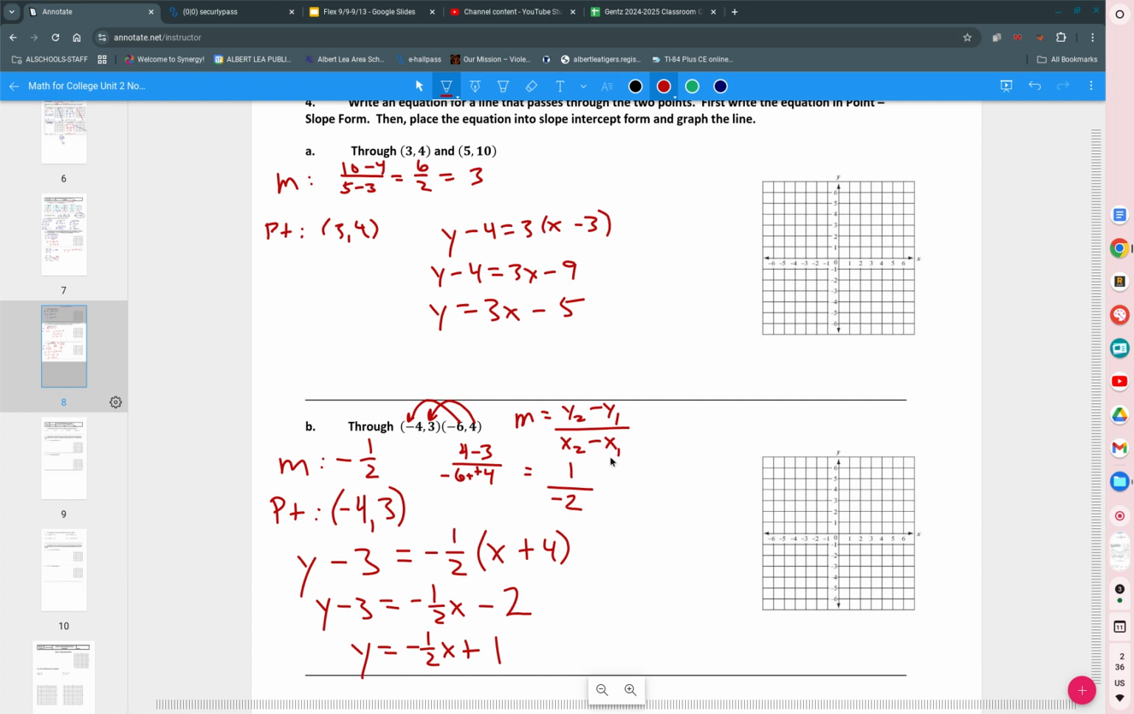So see how we took negative 4, 3. We put the negative 4 there, put the 3 there. That tells us the point. This is the x value, that's the y value. So the second one, you should have the slope is negative 5/3. And the point is 2, negative 6. I'll give you 15 seconds and we'll do the third one.